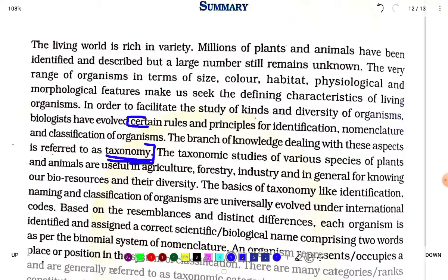The taxonomic studies of various species of plants and animals are useful in agriculture, forestry, industry, and in general for knowing our bioresources and their diversity. The basics of taxonomy, like identification, naming, and classification of organisms, are universally evolved under international codes. Based on the resemblance and the distinct differences, each organism is identified and assigned a correct, specific, or biological name comprising two words as per the binomial system of nomenclature.